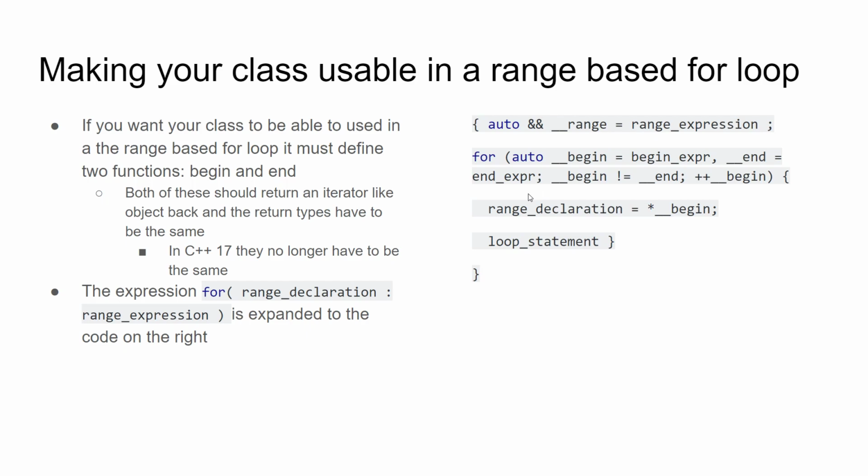So what it ends up doing is it will create, so we have range equals the range expression. This is like your body. So you do for auto begin equals begin expression, so you call begin. End equals end expression, the end. So while the beginning iterator doesn't equal the ending iterator, right? Plus plus the beginning iterator, go to the next one. Then the range element, which is like the actual value, is equal to star begin.